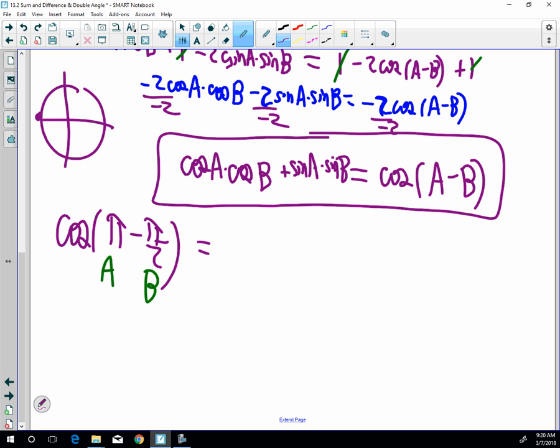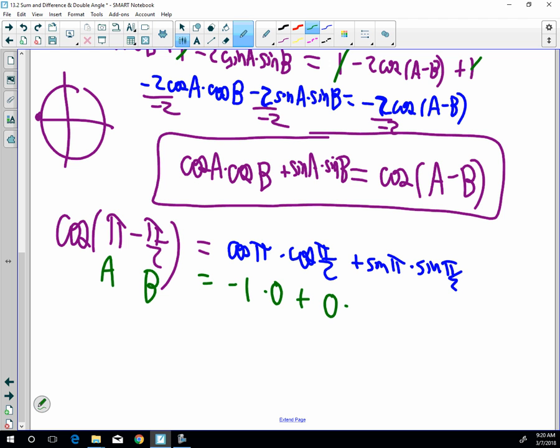You can literally do the cosine of pi times the cosine of pi over 2 plus the sine of pi times the sine of pi over 2. And this will work out to give us 0, which is going to be negative 1 times 0 plus 0 times 1. And is that equal to 0? Oh, yeah. So this formula works. Distributive property doesn't work.